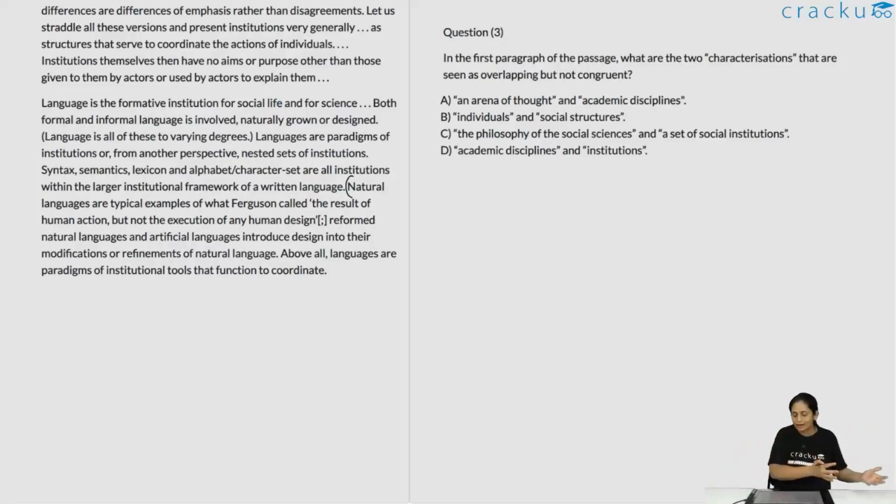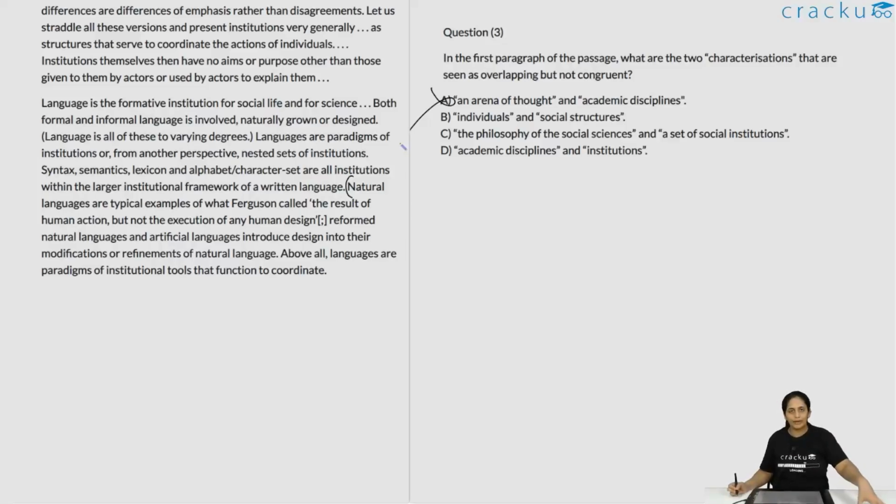The arena of thought and academic disciplines are essentially the same thing. They are referring to the same thing, that is looking at social sciences from an entirely academic point of view. So this is incorrect. They are the same thing as such. Individuals and social structures, no.